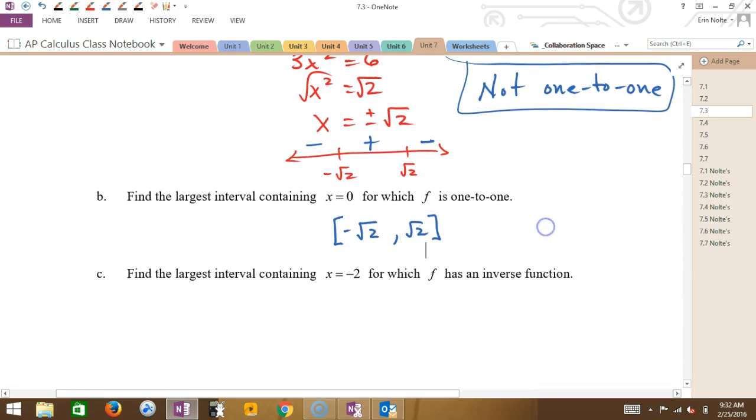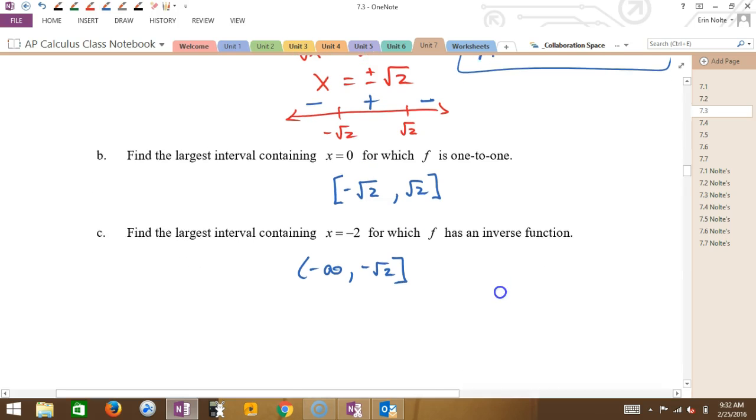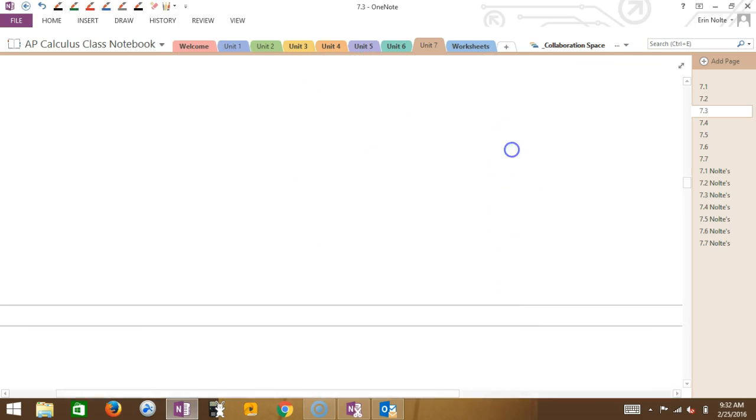For C, what if they wanted the interval which had negative 2? Which interval contains negative 2? Yeah, the bottom end, from negative infinity to negative square root of 2. Is that it? That's it. So easy.